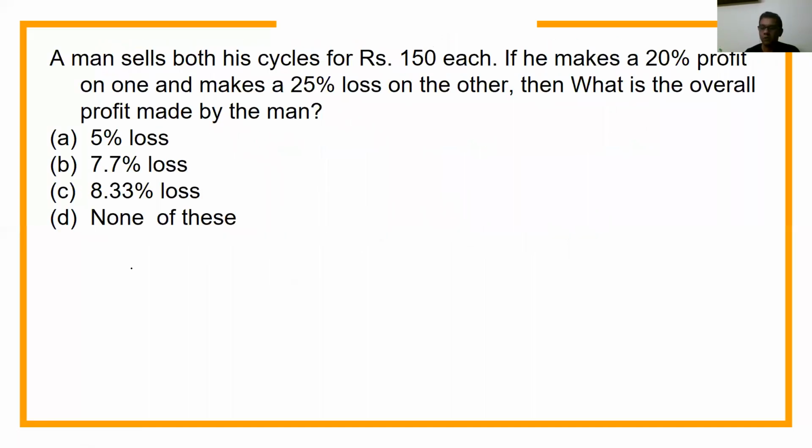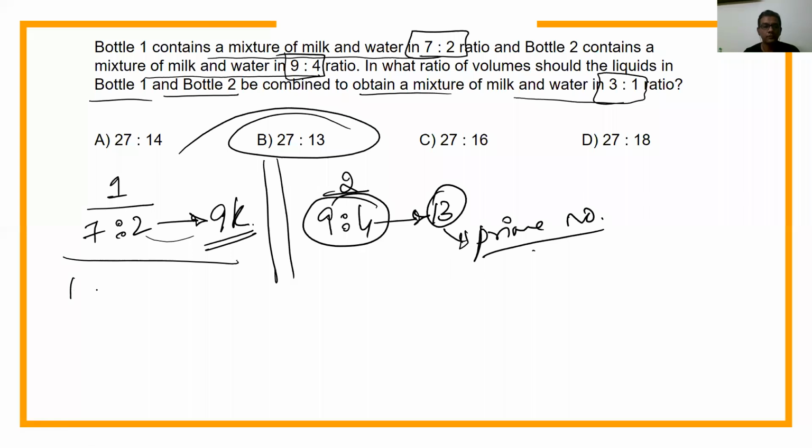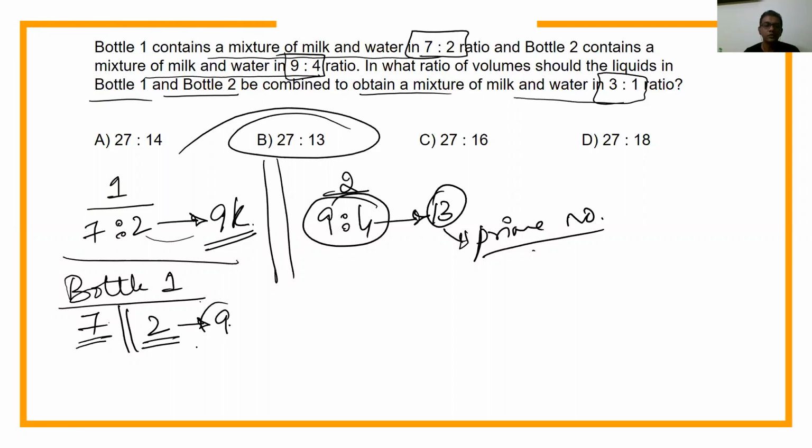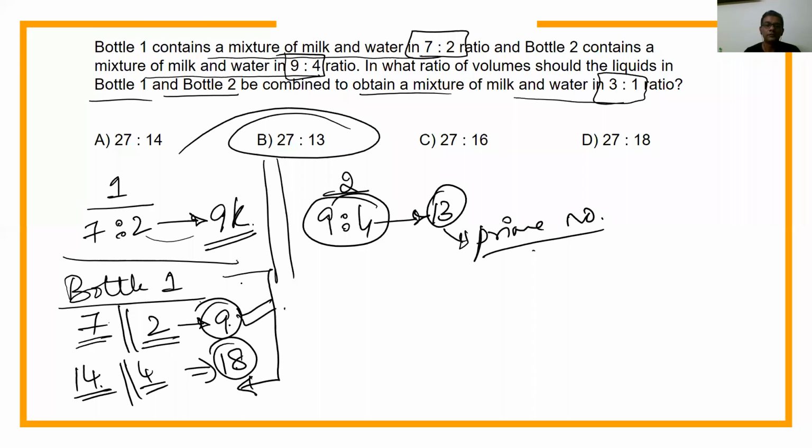You are mixing bottle 1, okay? Bottle 1 contains what? 7 liters of milk and 2 liters of water. This is the ratio, right? What do you mean by ratio? That if this is 7 liters of milk, then this should be 2 liters of water, which means you should have 9 liters of solution. Or if this is 14 liters of milk, then this is 4 liters of water, and thus you should have 18 liters of solution, which means your bottle 1 should have a 9 ka multiple. Okay, 9K doesn't mean 9,000. 9K means 9's multiple.